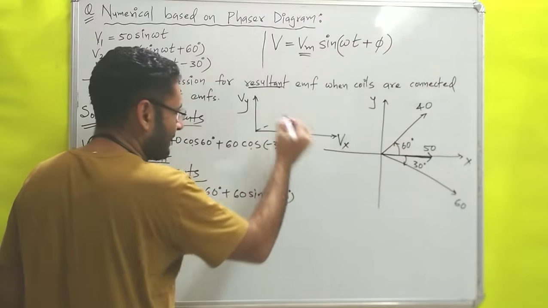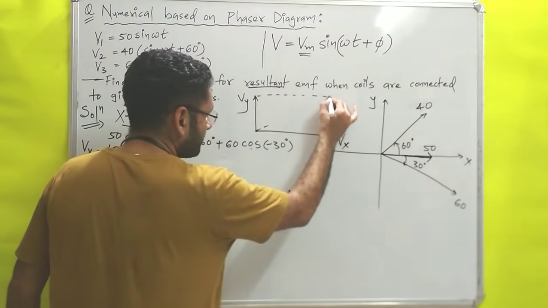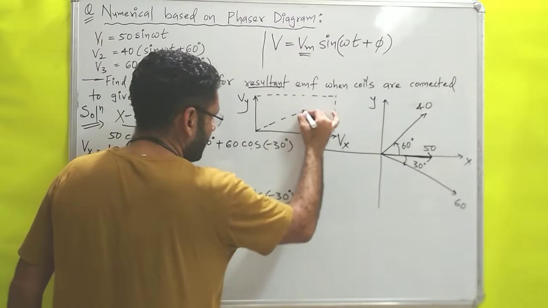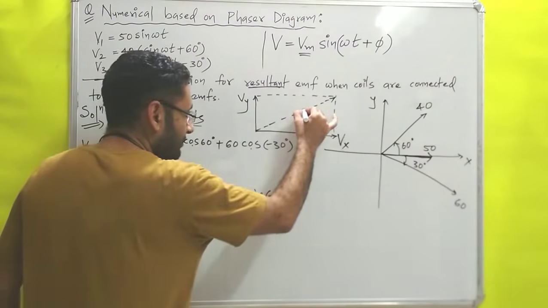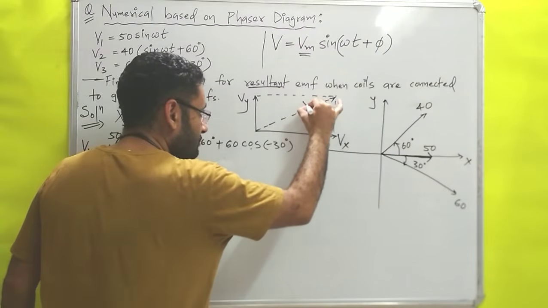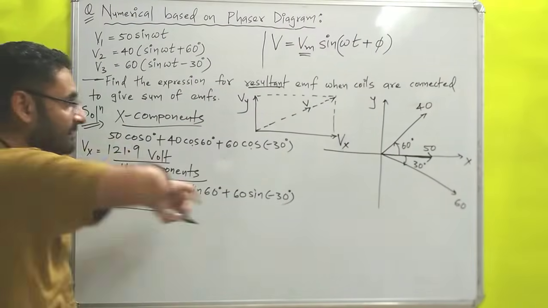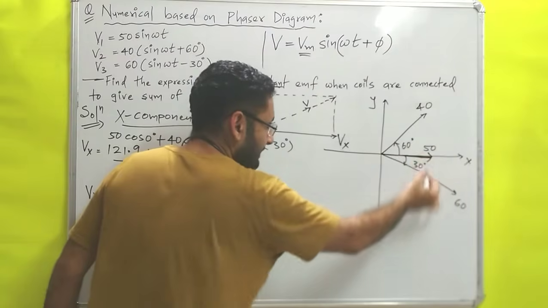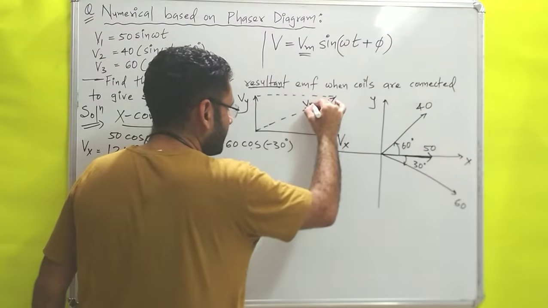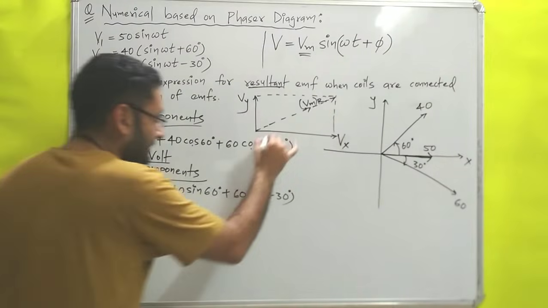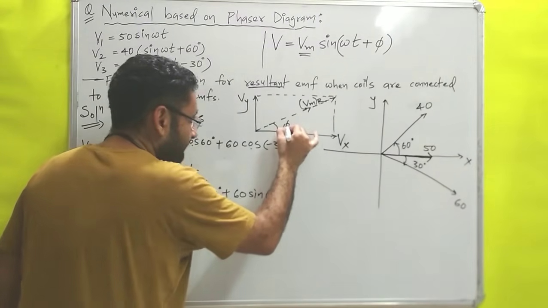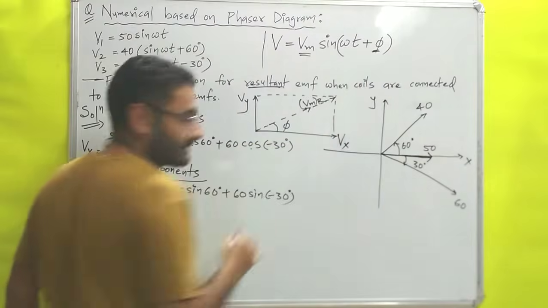First of all, you draw the parallelogram, which you know very well, and you pass one line known as the diagonal. That is your resultant. Suppose V resultant will indicate what? Over here we have taken maximum values, so for the resultant of maximum values we get Vm, at an angle of phi. Phi means the initial phase.